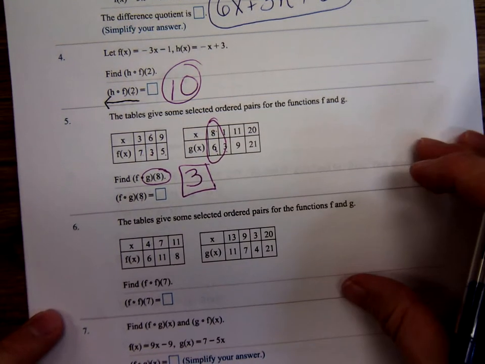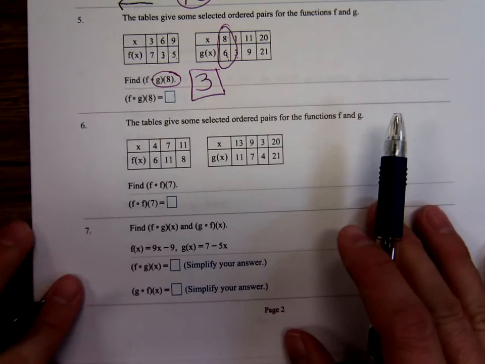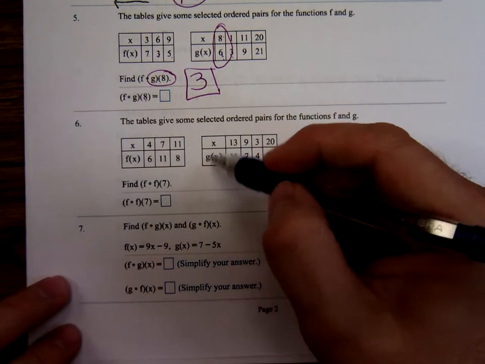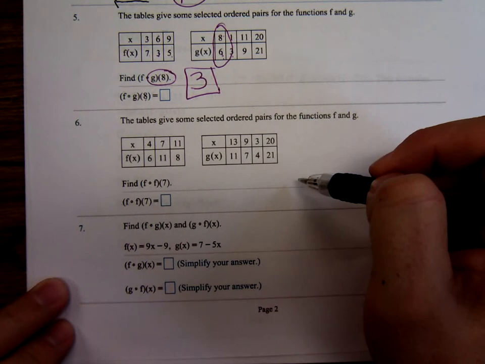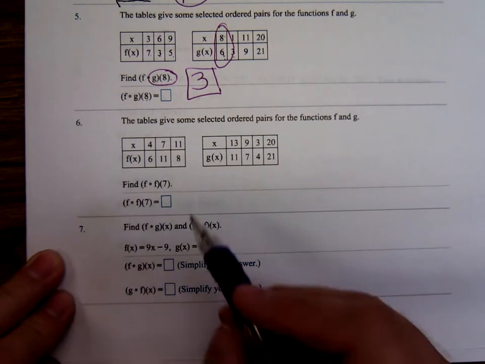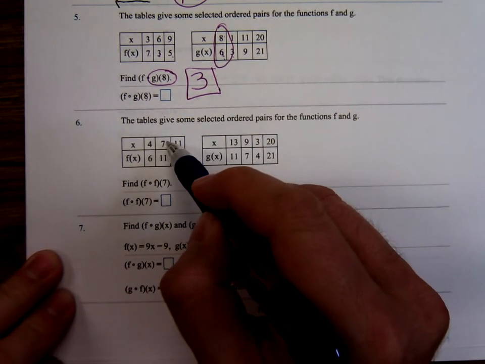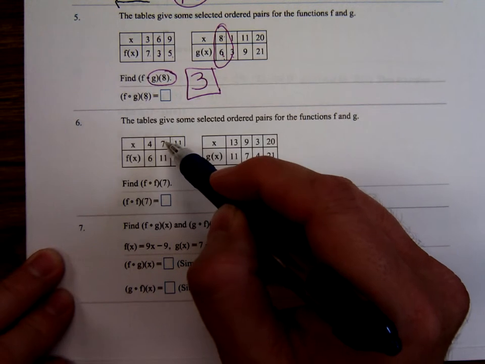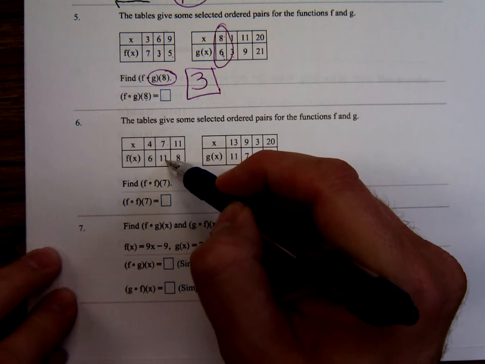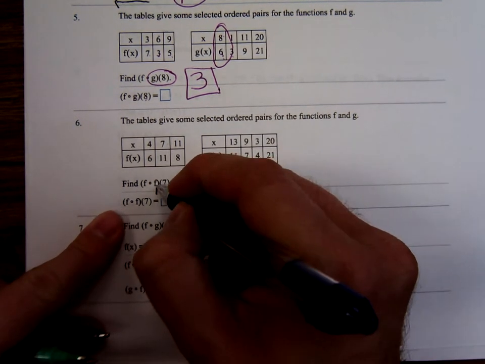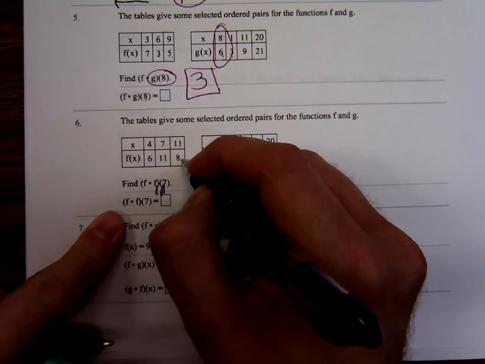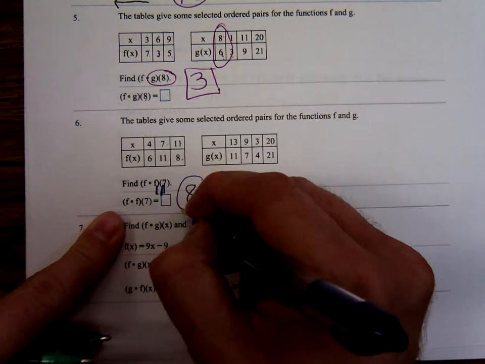This one, number 6, f of 7. Here, you're not going to look at the g table, are you? You just look at the f table. You're looking at the f table twice. You start off. Watch how I move the pen, because there's really not much I can do to show y'all. F of 7 is 11. Then, so I have 11. Now, f of 11. F of 11 is 8.